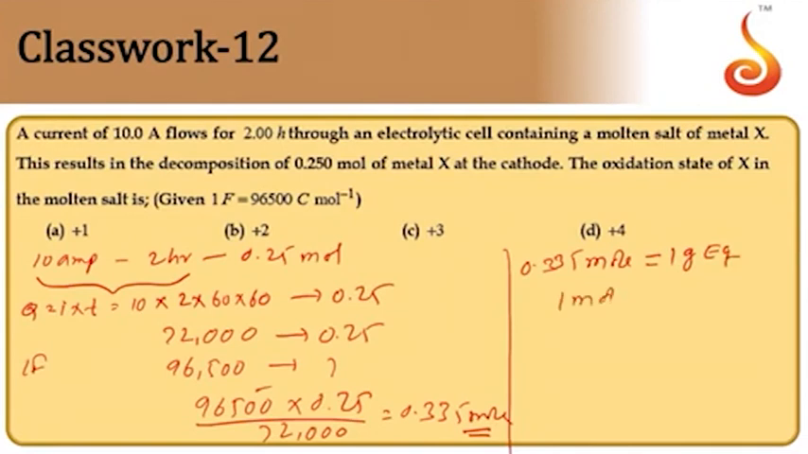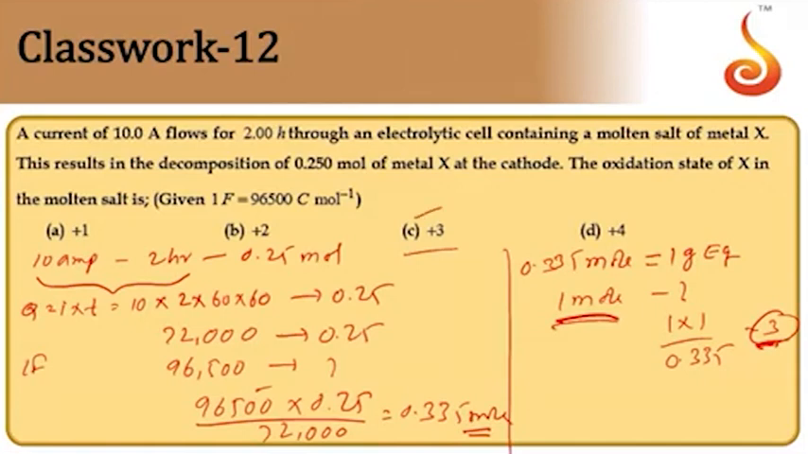Means 1 mole is equal to how many gram equivalents? So cross multiplying, we get 1 divided by 0.335, which is equal to 3. That implies 1 mole is equal to 3 gram equivalents, which means valency must be equal to 3. So the answer is 3. Option C we have.